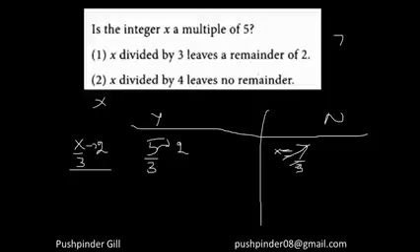Let's say any number, 6 plus 2, 8. So let's say x is equal to 8. 8 when divided by 3 leaves remainder 2, and 8 is not a multiple of 5. So I have a yes and I have a no.